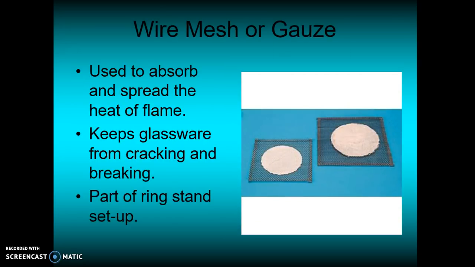Wire mesh or the gauze, they are used to absorb and spread the heat of the flame. When you're heating any beaker or flask, you use these wire meshes because they spread the heat of the flame, and you are going to heat the liquid evenly. These also keep the glassware from cracking and breaking because you're not directly heating the glassware. You're going to use that as a part of a ring stand. You can keep these wire gauzes on the ring stand.